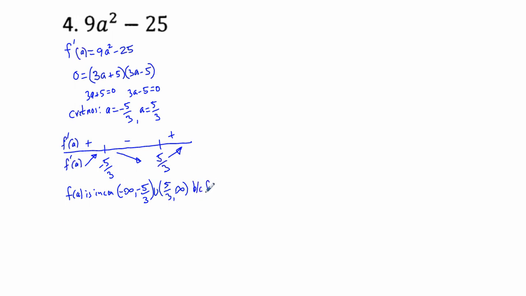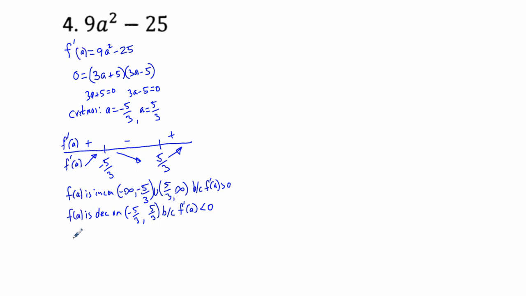Because f prime of a is greater than 0. Okay, f of a is decreasing on negative 5/3 to 5/3, because f prime of a is less than 0.